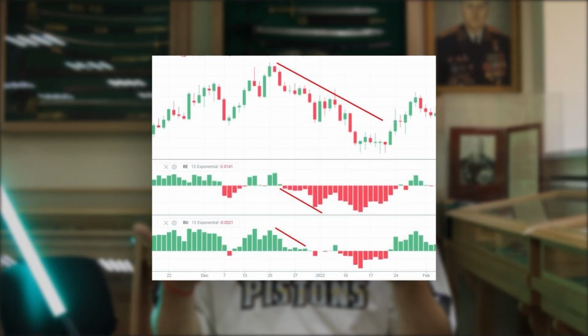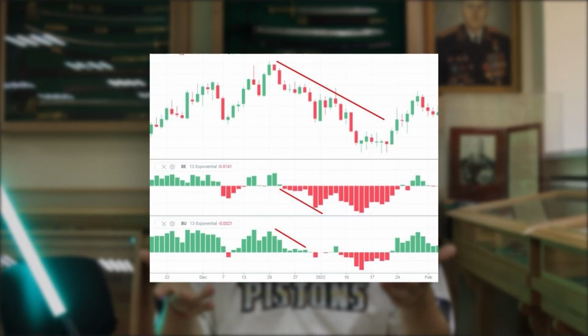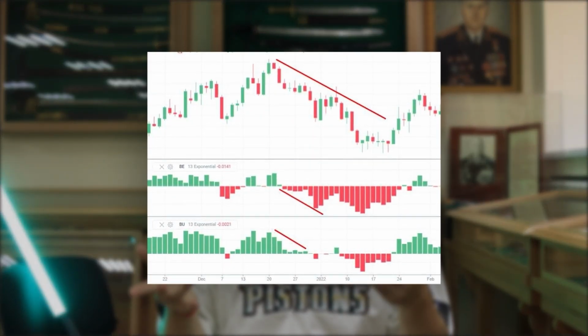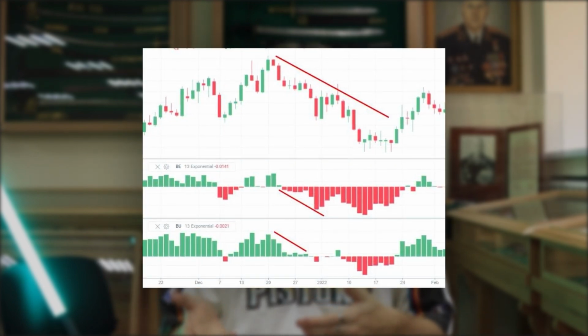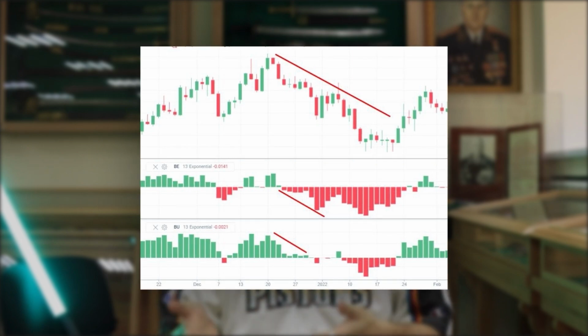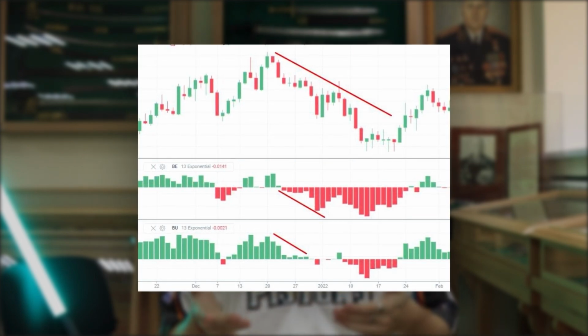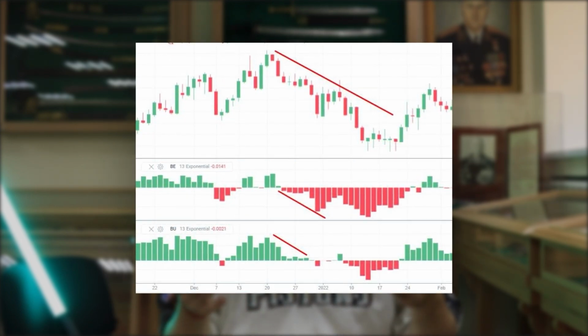Sell signal. The bear's power indicator is below the zero line. The bars are consistently declining, moving away from the zero line. The bull's power indicator is above the zero line, declining from the maximum values. The bars are consistently decreasing towards the zero horizontal line.